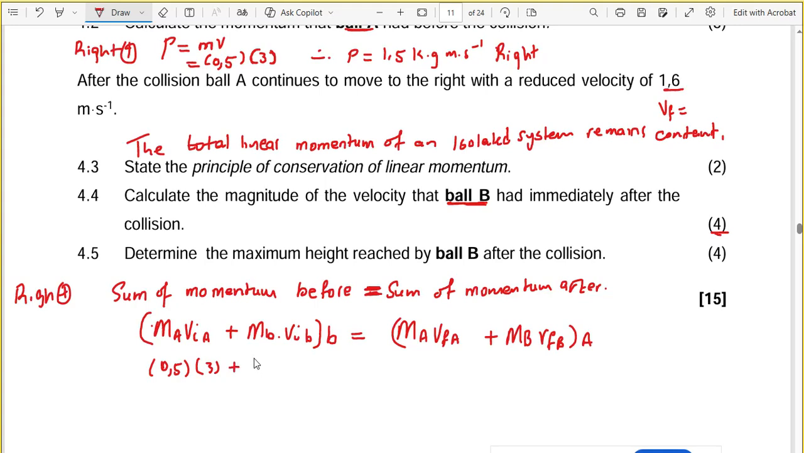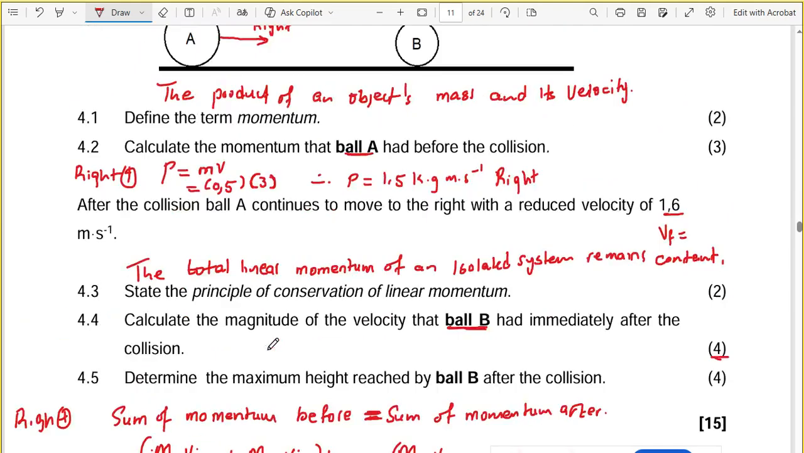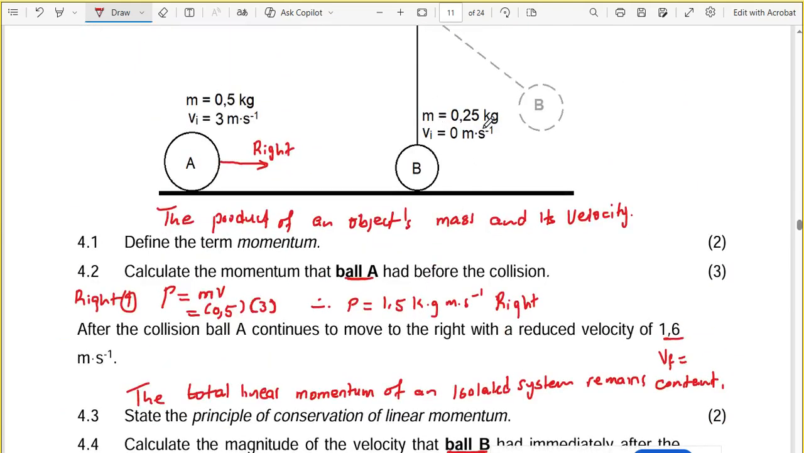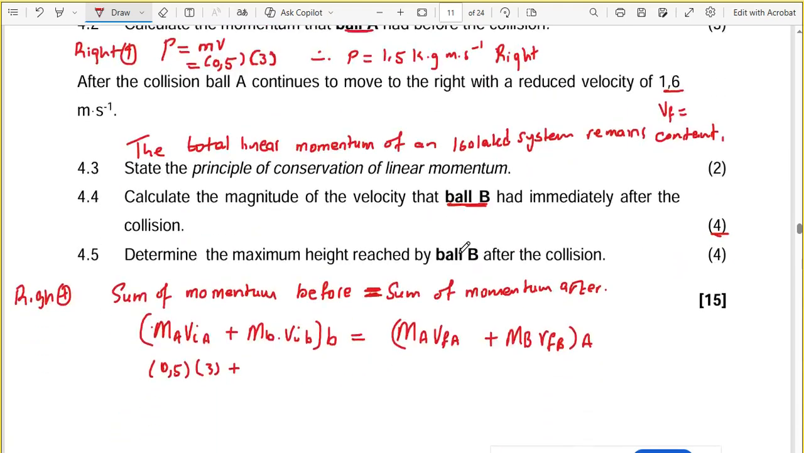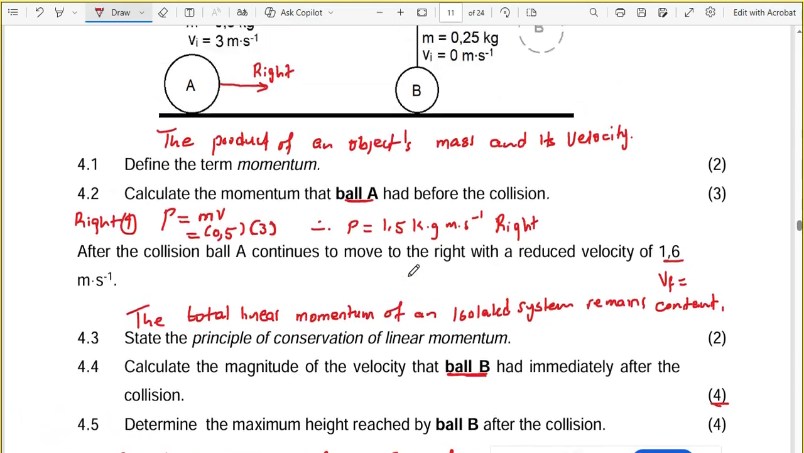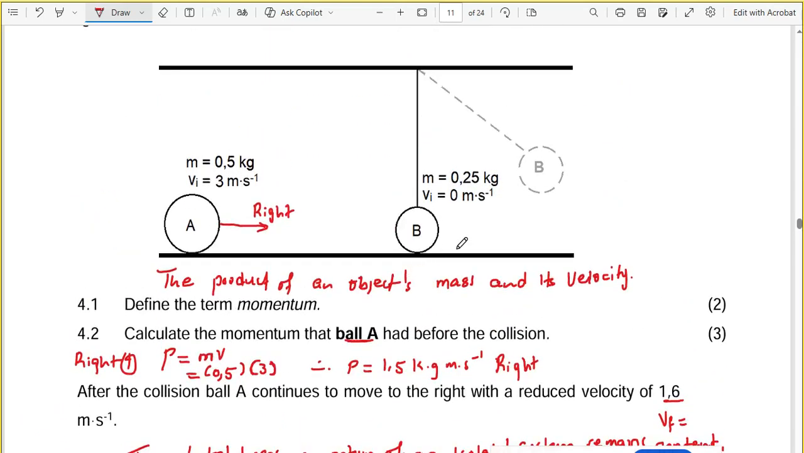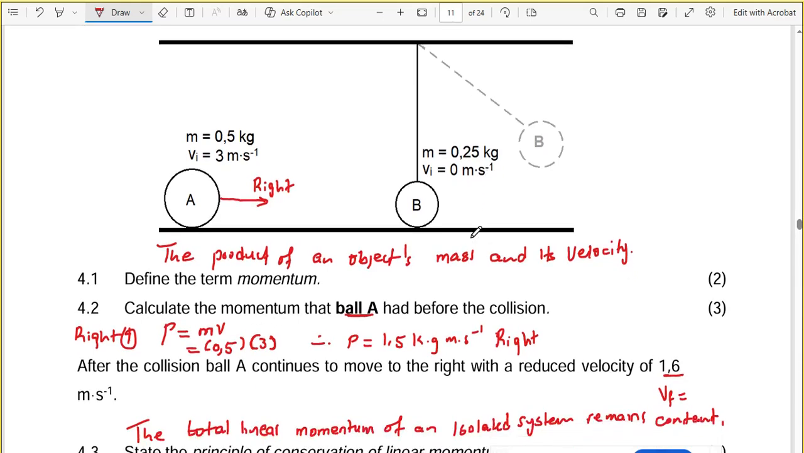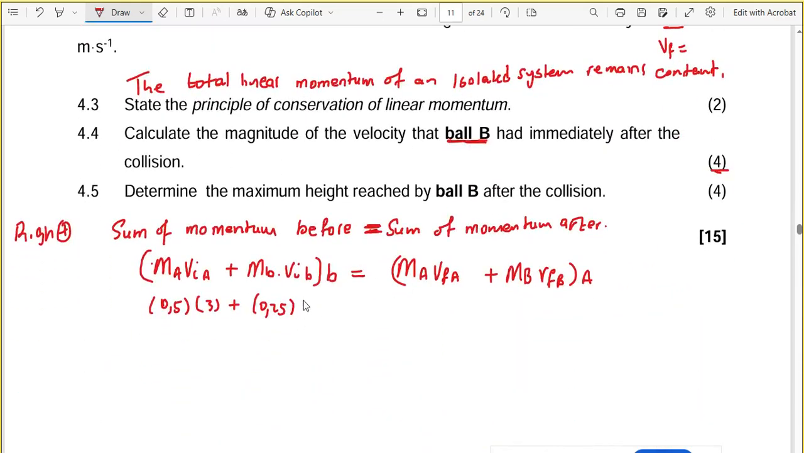Yes. Then I'm going to add this with the mass of B. Look at this. The mass of B from the diagram is given as 0.25. So this will be 0.25. This should be multiplied by the V initial. Remember, before the collision, B was stationary. So the initial velocity of B is 0. So this will be multiplied by 0.